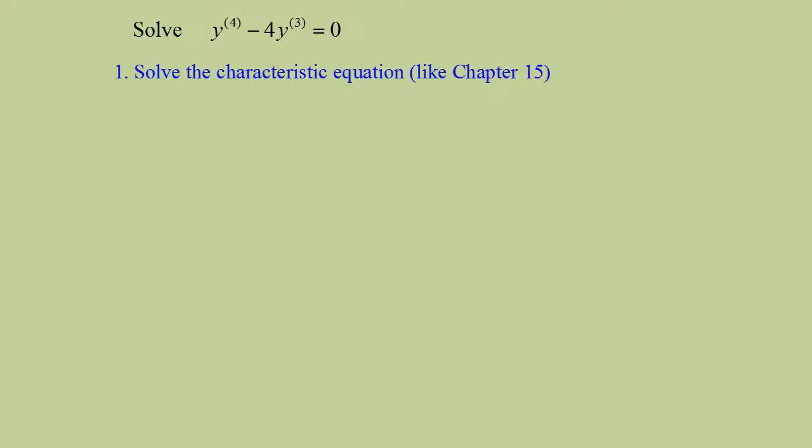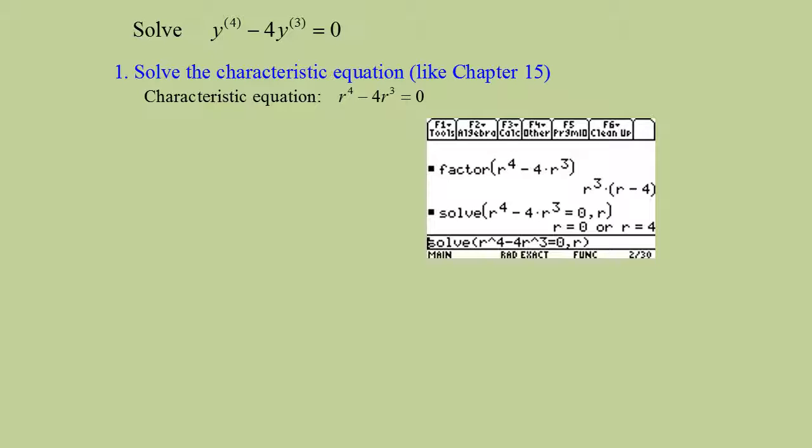The characteristic equation for this one would look like this. Now we could probably do a good enough job factoring that one by hand. However, it factors on my TI-89 into r cubed and r minus 4. Obviously, that gives an r equals 0 and an r equals 4. But now the r equals 0 is a root 3 times, and so we need to make provisions for that in our solution.